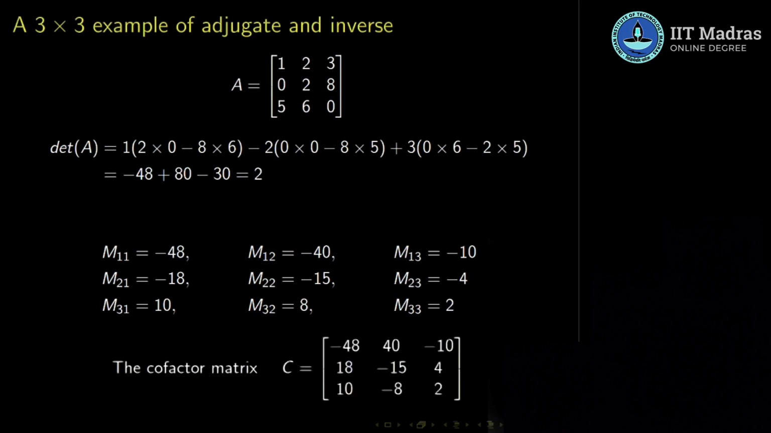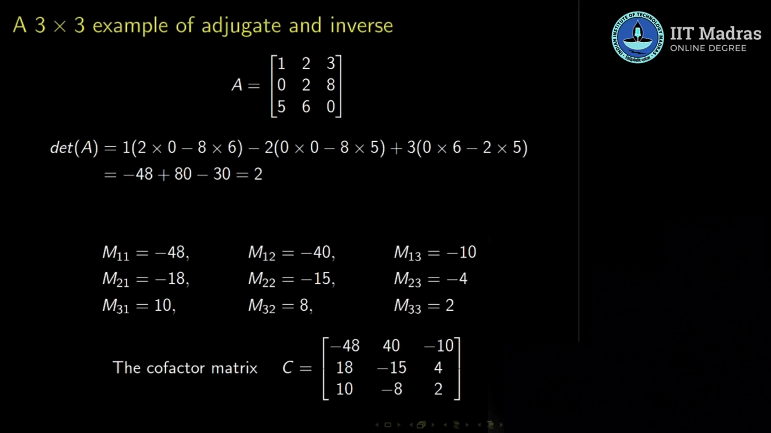So, now let us write down the cofactor matrix. So, the cofactor matrix, remember, is given by taking these minors and putting them into the corresponding positions, but by multiplying each of them by a minus 1 to the power i plus j. So, the first term remains the same because it is minus 1 to the power 1 plus 1. So, it is minus 48. The second term comes with a minus sign. So, it is minus of minus 40, which is 40. Third term is again 1 times minus 10. So, just minus 10 and so on. So, you have 18 minus 15 4 and then 10 minus 8 2. So, this is your cofactor matrix.